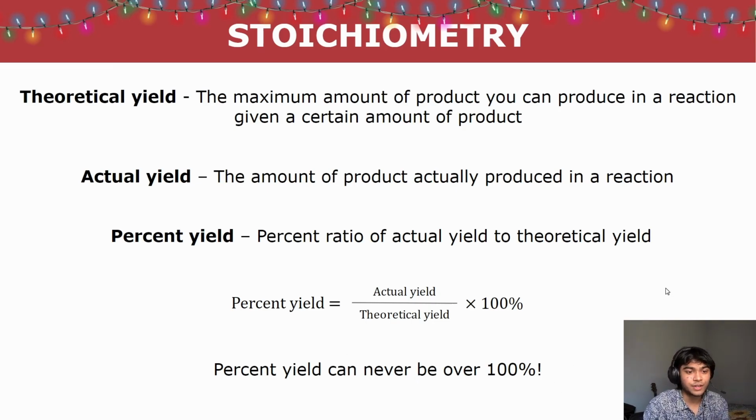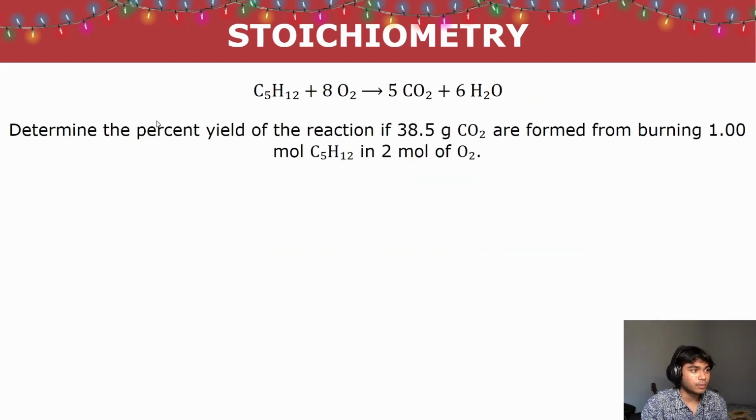So, if you're doing a reaction and you get 70% yield, that's pretty good, depending on what reaction you're doing, of course. So let's do a problem. We have pentane reacting with oxygen to form carbon dioxide and water. And we're asked to determine the percent yield of the reaction if 38.5 grams of carbon dioxide are formed from burning 1 mole of pentane and 2 moles of oxygen.